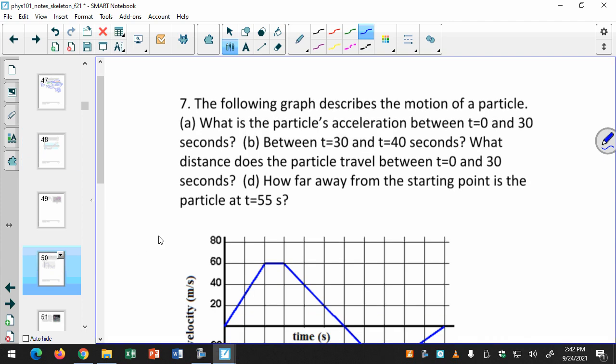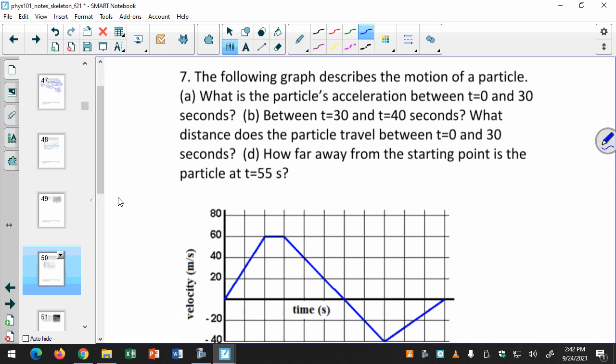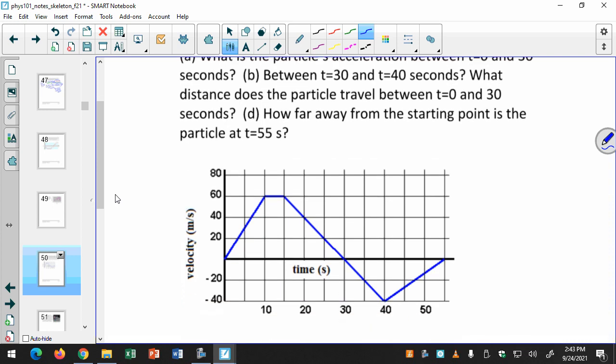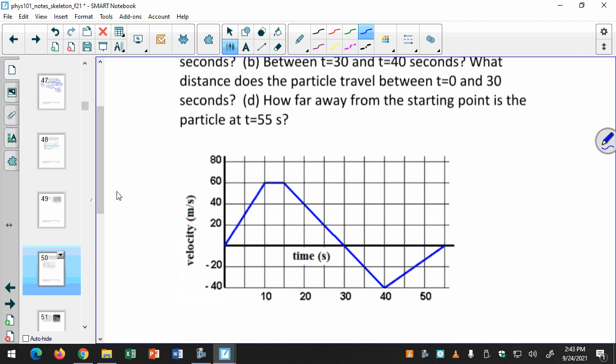Okay. Well, let's take a look. It's important. You'll have questions like this on your exam. I think actually one of your free response, didn't I tell you that? One of your free response is a question like this. I did tell you that. That is true. So here, I want to know the particle's acceleration between 0 and 30.